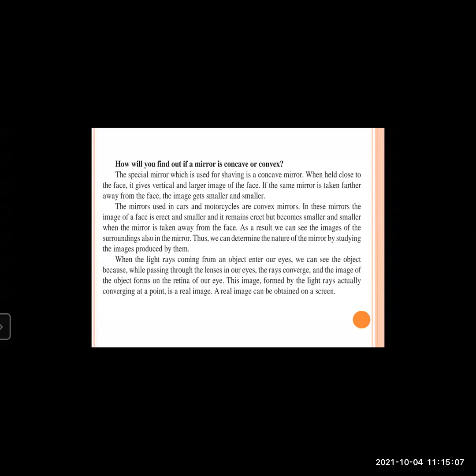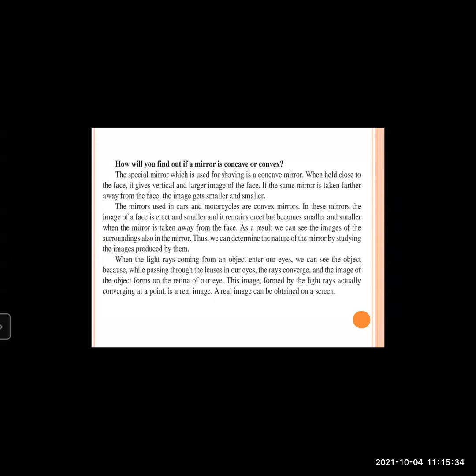The mirrors used in cars and motorcycles are convex mirrors. In these mirrors, the image of the face is erect and smaller, and it remains erect but becomes smaller and smaller when the mirror is taken away from the face. As a result, we can see the images of the surroundings also in the mirror. Thus, we can determine the nature of the mirror by studying the images produced by them.